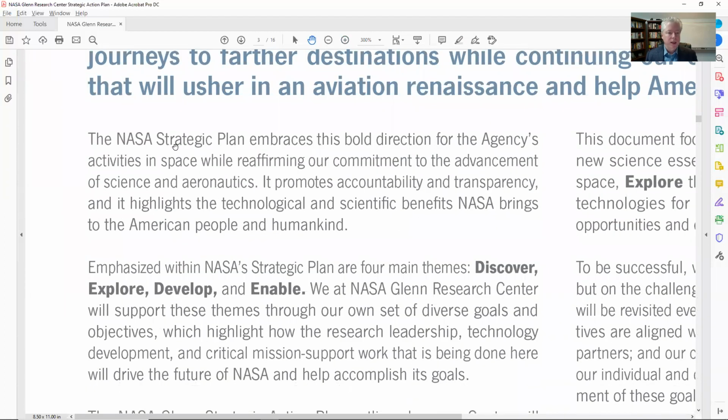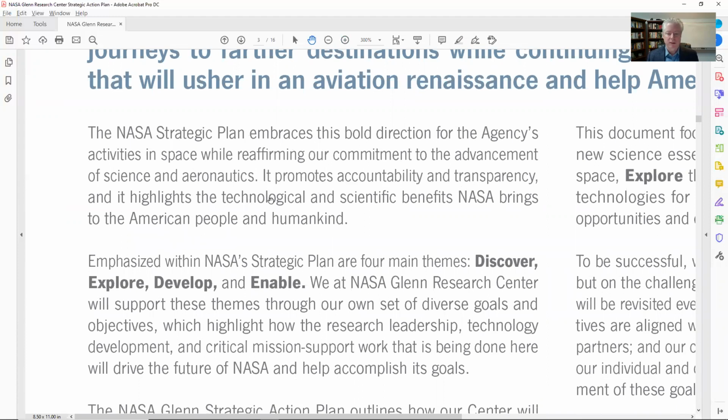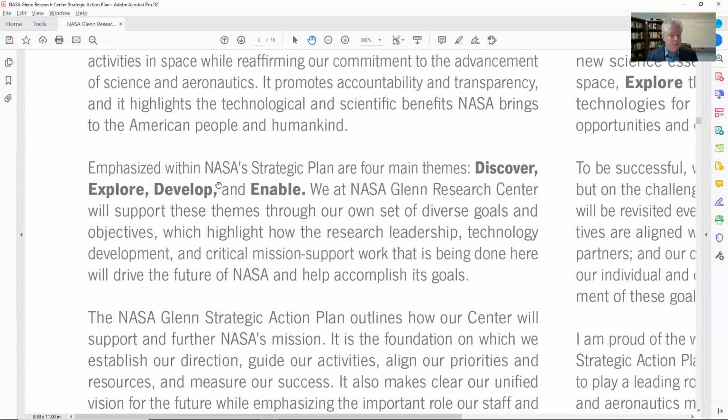So right here, the NASA strategic plan tells me what this is. It embraces the NASA activities. It promotes accountability and transparency. Those are key words you want to pay attention to. Those are great words to put into your marketing material, your RFI response, your proposal, on how you really focus on accountability and transparency. What benefits can you bring to NASA? So I like to find some of those buzzwords that help me speak a little bit more in NASA's language.